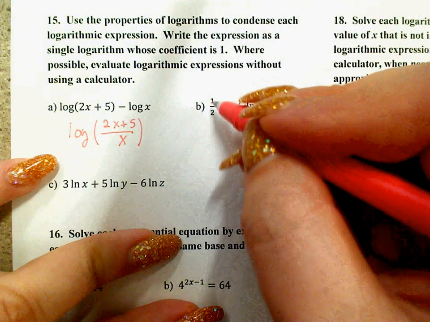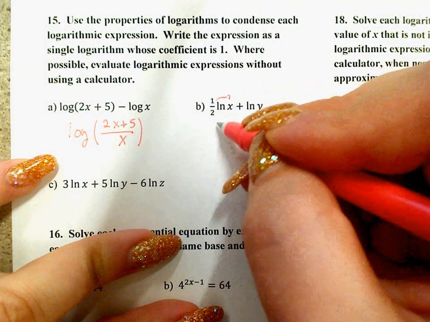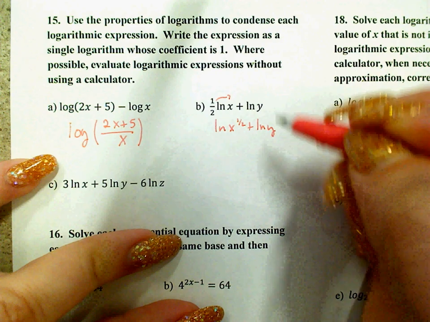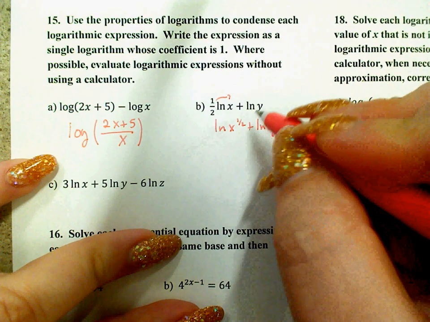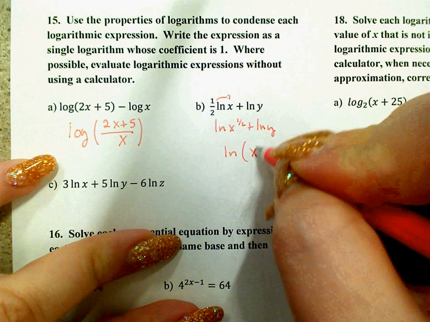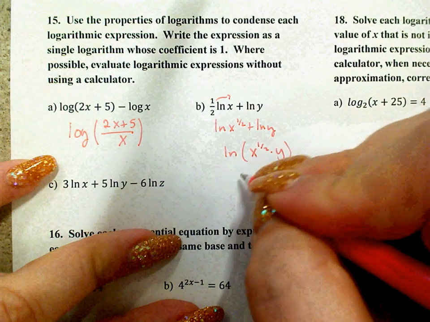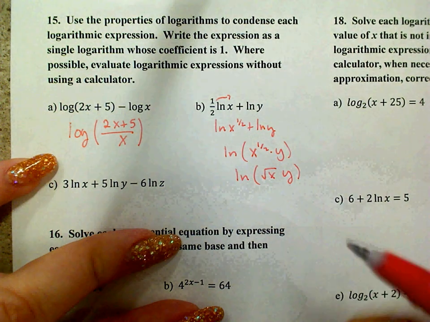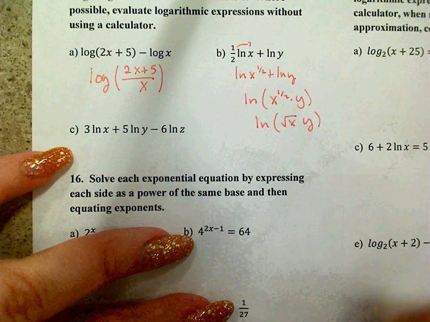On this one, anything that's in the front, you got to move to the back as a power. So this is actually natural log of x to the 1/2 plus natural log of y. So two things separated by addition can be combined in a logarithm using multiplication. So x to the 1/2 times y. But I don't know, they might have the square root of xy. So either way.